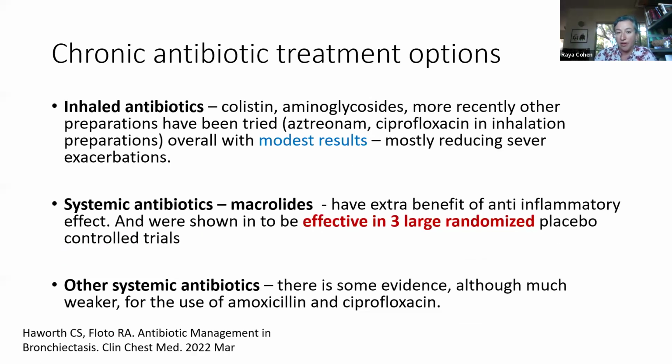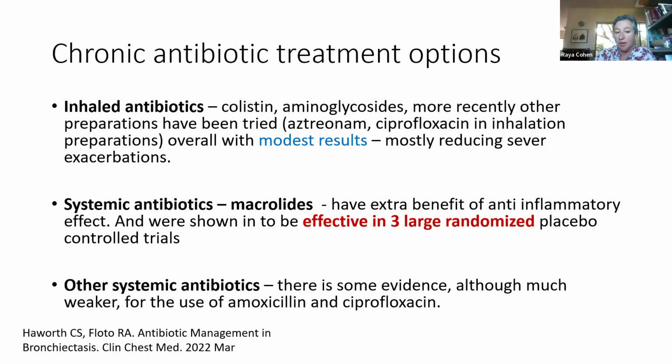So what is the evidence for this? Regarding inhaled antibiotics, we can use colistin, aminoglycosides, and more recently other preparations have been tried, such as aztreonam, ciprofloxacin in a special inhalation preparation. Overall, all of these had only modest results, mostly reducing severe exacerbations. Macrolides, however, did have better results. There are 3 large randomized placebo-controlled trials with macrolide antibiotics that have shown benefit, reducing exacerbations, I think, mostly.